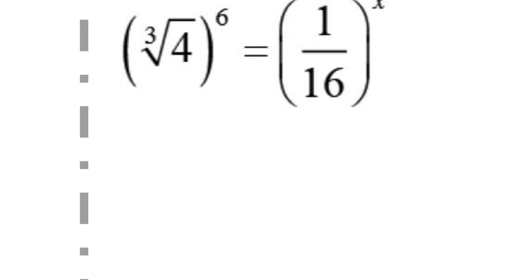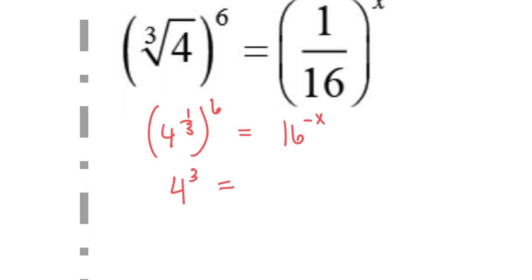So here we go. This one right here would be 4 to the 6/3. Oh, hold on. I'm going to go back a step. I'm going to do 4 to the 1/3. Make sure we all know what I'm doing. And then the one on the right would be 16 to the -x. We okay with that? Questions, problems with any of that? So then we get 4 cubed. This will be 4 squared to the -x.